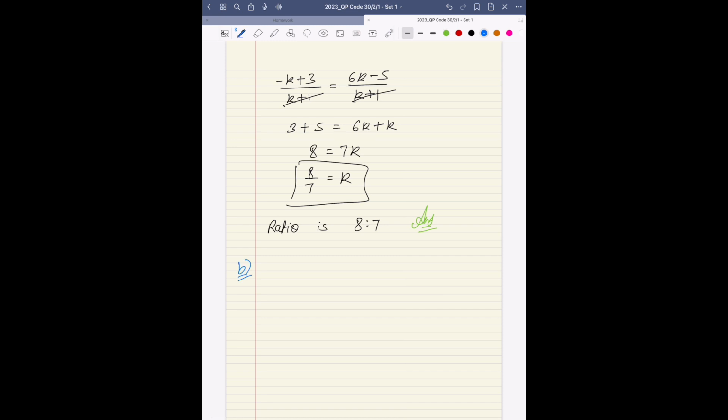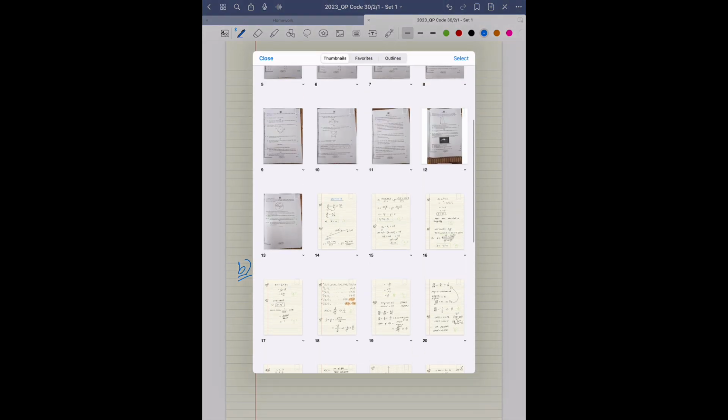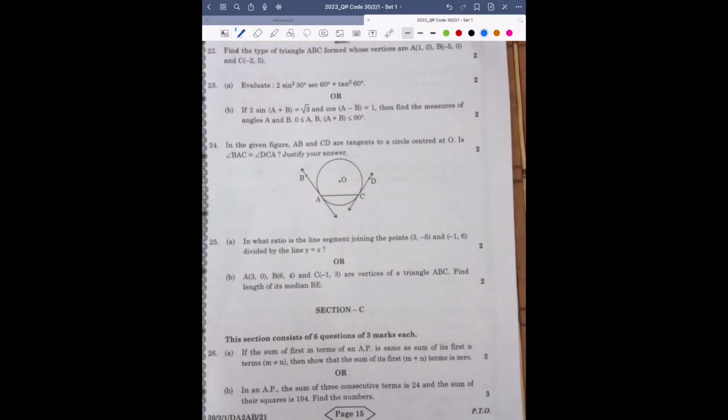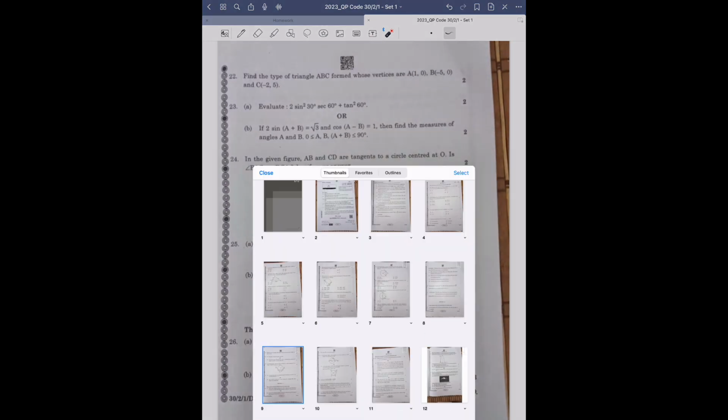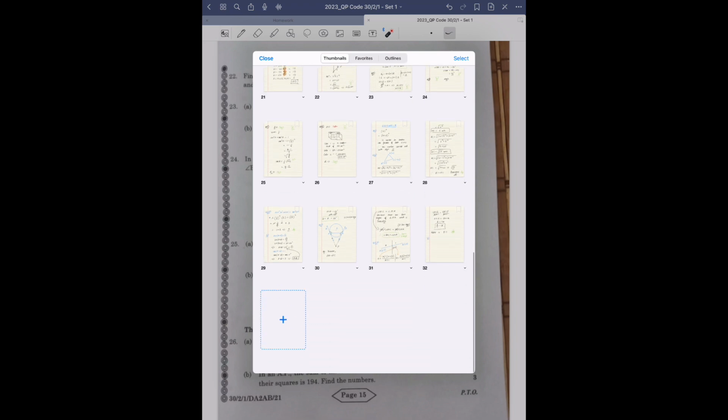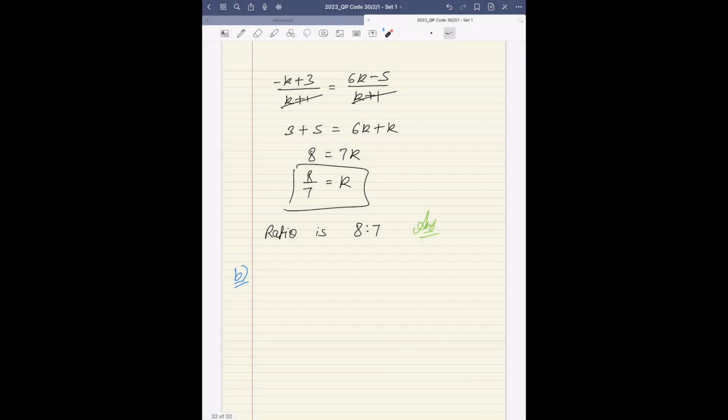Let me show you the question first. Question is you have three coordinates A, B, C, which are vertices of a triangle. Find the length of its median BE. Easy, provided you know what is a median. And I hope at this level, everyone should know what is a median, right? So again, I'm going to draw a triangle. It helps me visualize better, and I would advise you guys the same.